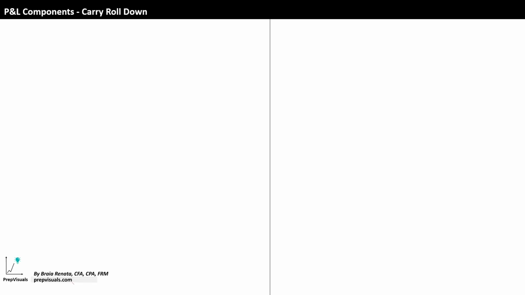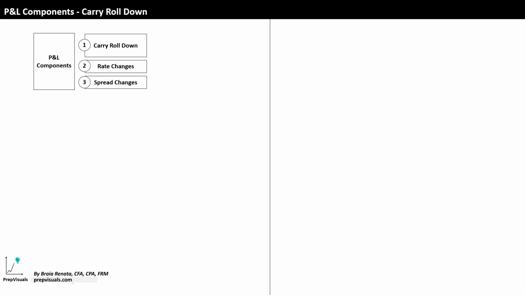So this is just a recap. The components of the P&L are the carry rolldown, the impact of rate changes, and the impact of spread changes. The components of the carry rolldown are the coupon income and the capital gain or loss. And what you need to know from a testability perspective is that in the case of the carry rolldown, it is assumed that the expected forward rates are realized. And in the case of the other two, the assumption is that the expected forward rates are not realized.